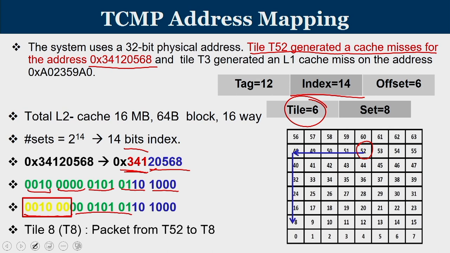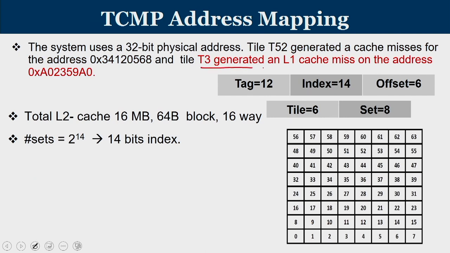And what we have found out is it is tile 8. We don't know where it is. By looking at the address, looking at these 6 bits will tell you where the request is going. And the cache block will be returned from 8 to 52 by XY routing following this path.